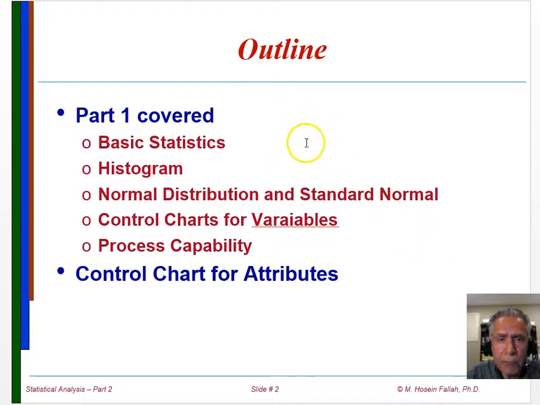So just to recap, in part 1, we covered basic statistics, application of histogram, normal distribution, standard normal, and control charts for variables. We also talked about the process capability index, how we calculate that, and understand what it means as it applies to the quality of the deliverable, whether it's design or customer requirements. So now we're going to talk about control charts for attributes.